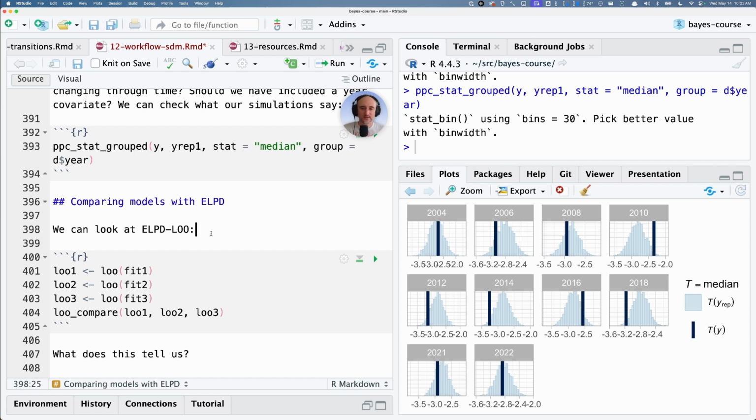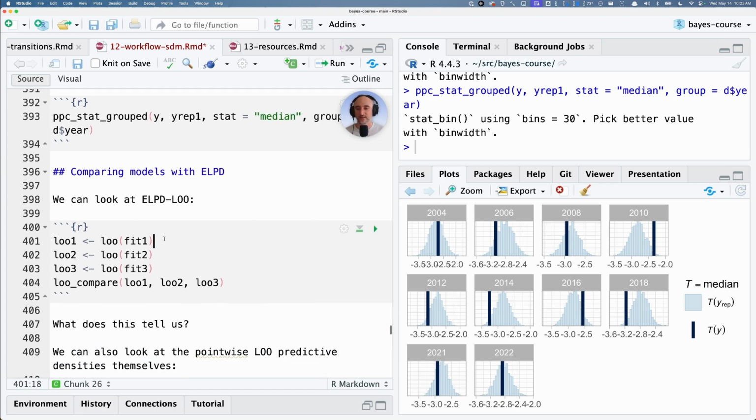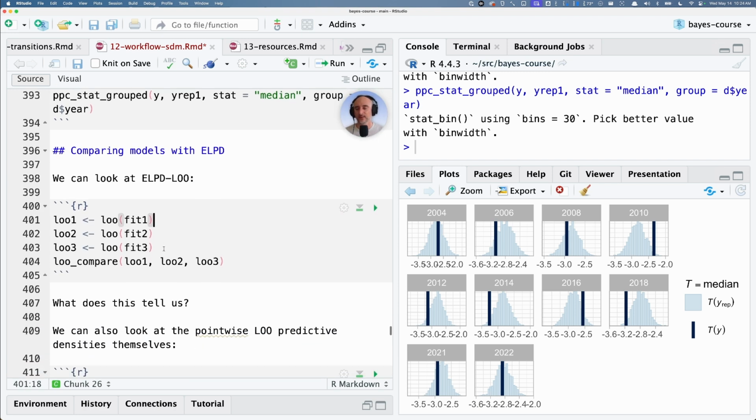Okay, so we've satisfied ourselves with some posterior predictive simulation that at least our most complex model is a model that can capture important aspects, as we've defined them, of the properties of the data. So we have some faith in that to represent our system.